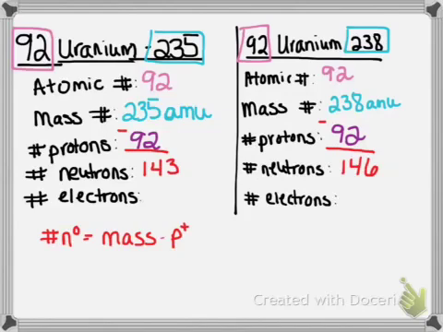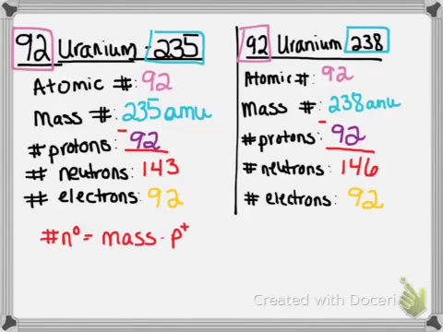So because uranium-235 has an isotope of uranium-238, the mass numbers are going to be different, which in turn is going to make the number of neutrons different. Now, number of electrons is still going to be the same as what we've been doing in class. The number of electrons is going to be equal to the number of protons. And so there are 92 protons in uranium-235, and so there are 92 electrons. There are also 92 protons in uranium-238, so there are going to be 92 electrons in uranium-238.